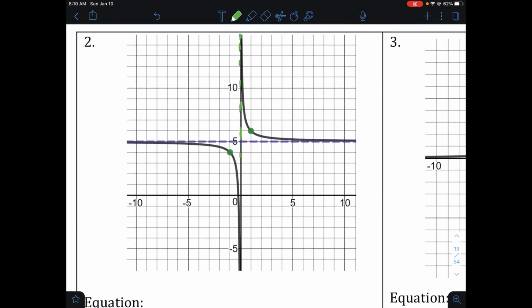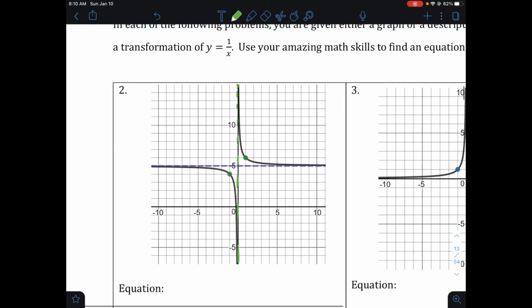So if we draw on our asymptotes here, our vertical is still at x equals 0. But our horizontal is now at y equals 5. So what happened was our function got moved up 5. When that happens, that tells you that you're going to have a transformation that essentially pushes the graph up 5.